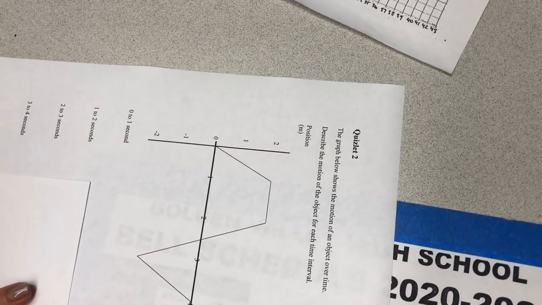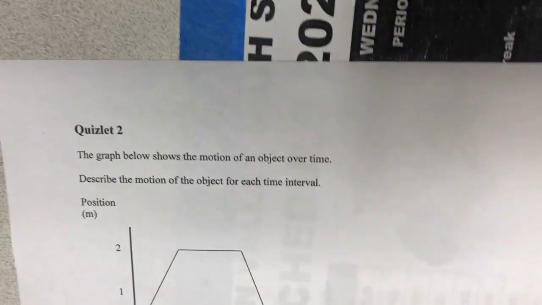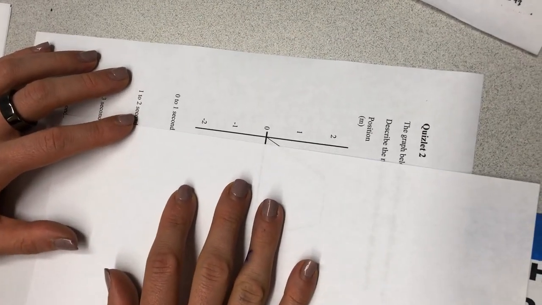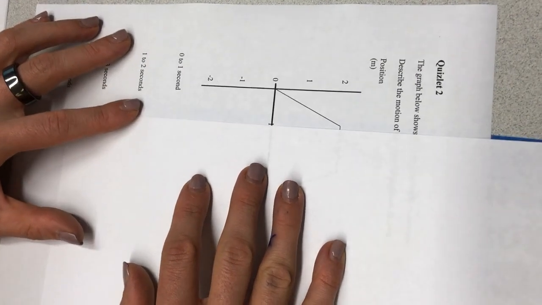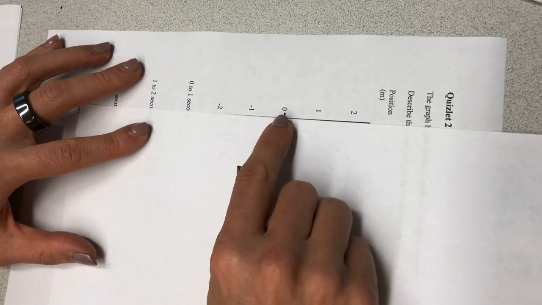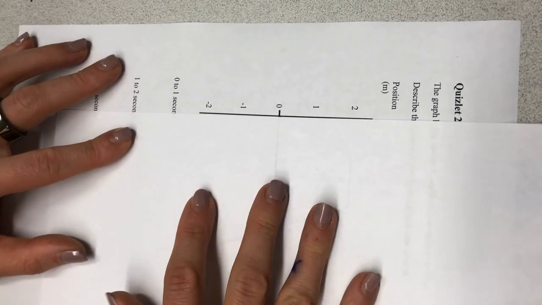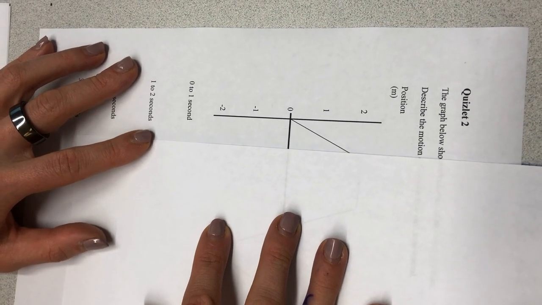What we're going to do is talk about how to describe the motion of this object as we move through time. So I'm going to cover it up, and as I move this paper back, this is the 1 second mark right there. Where did it start? It starts at 0, right? It's starting here. And as 1 second goes by, how could you describe the motion?